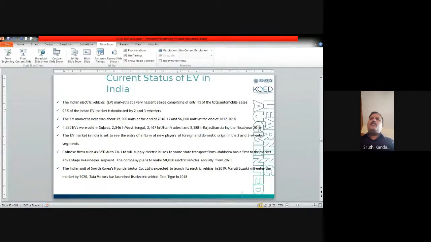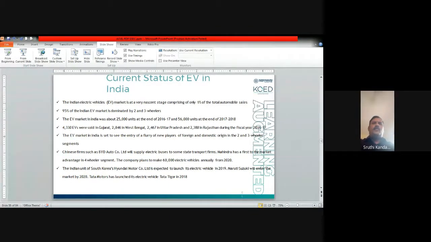The EV market in India was about 25,000 units at the end of 2016-17 and 56,000 units at the end of 17-18. 4,330 EVs were sold in Gujarat, 2,846 in West Bengal, 2,467 in Uttar Pradesh, and 2,388 in Rajasthan during the financial year 16-17. The EV market in India is set to see a flurry of new players of foreign and domestic origin in the two and three wheeler segments. So nowadays it is slowly growing, a growing field for two-wheelers as well as three-wheelers. Nowadays a common man is also thinking of buying a two-wheeler with e-vehicle technology.